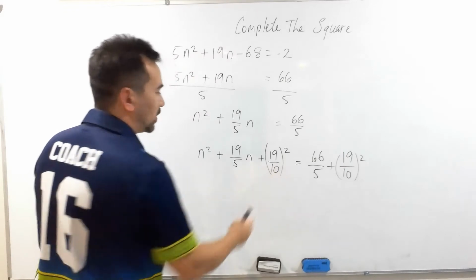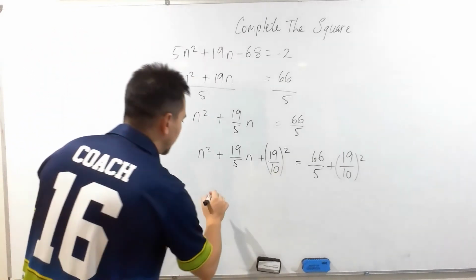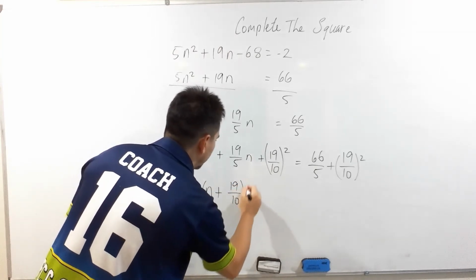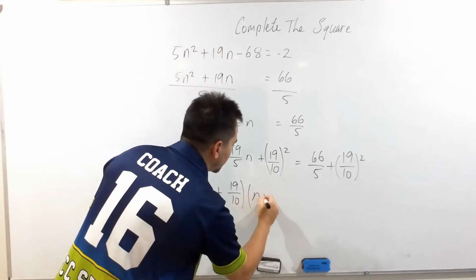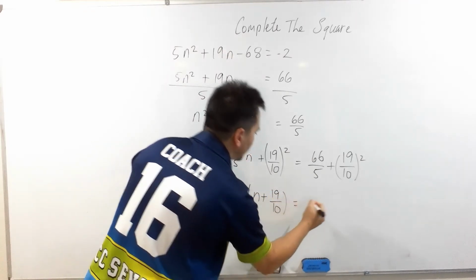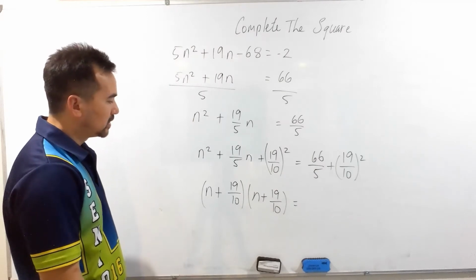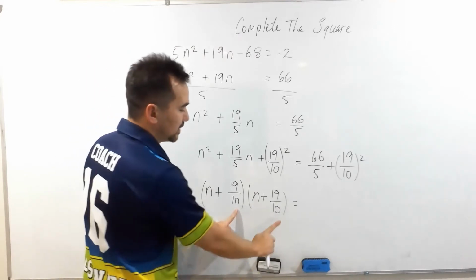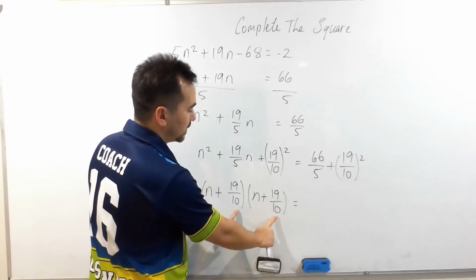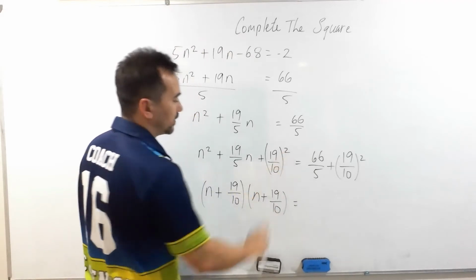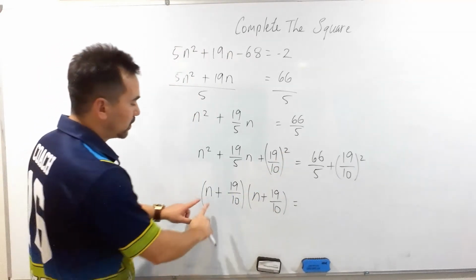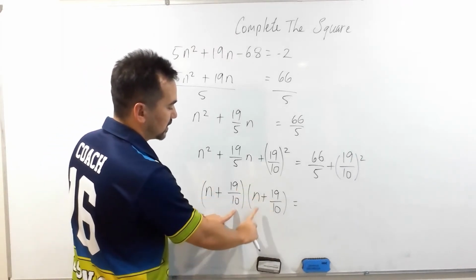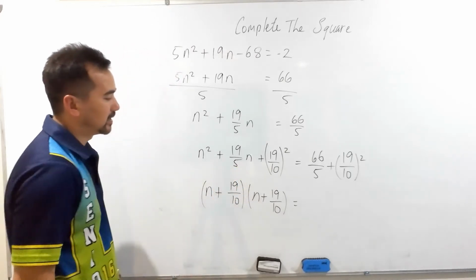And the left side always turns out to be a perfect square, so we get n plus 19 on 10 times n plus 19 on 10. Okay, so let's just check this. n times n will make that n squared. The 19 on 10 times the 19 on 10 will give me the 19 on 10 squared. And then when we do the n times the 19 on 10, add it to the 19 on 10 times the n, I should get the 19 on 5n, and I do.